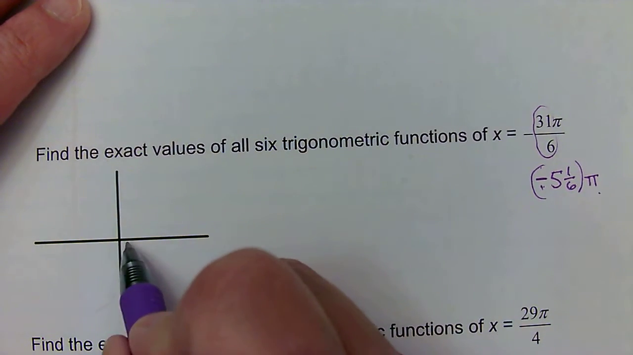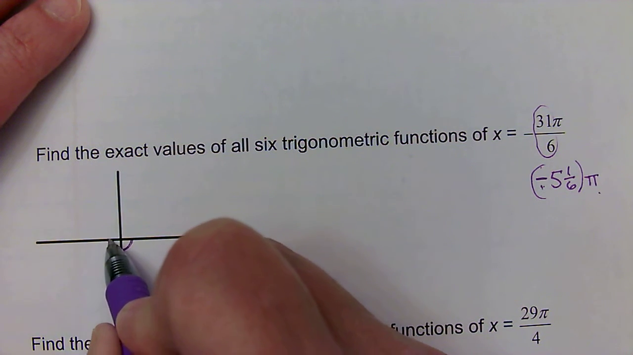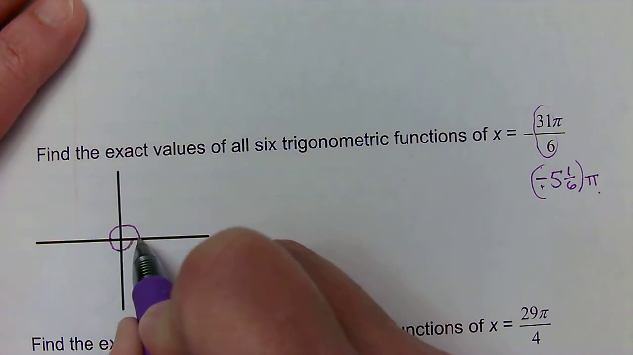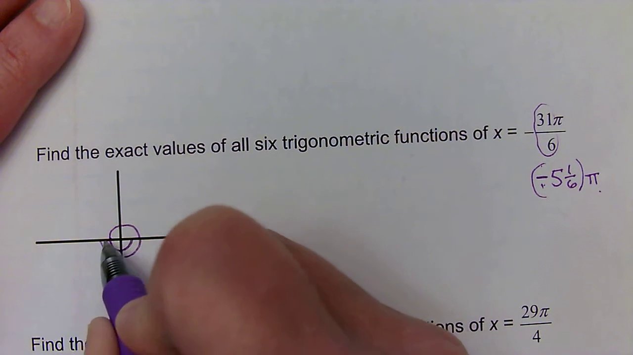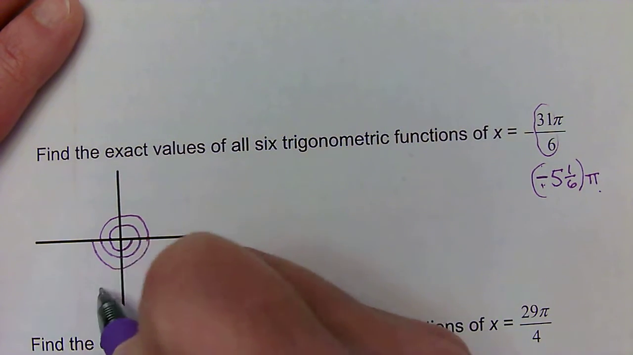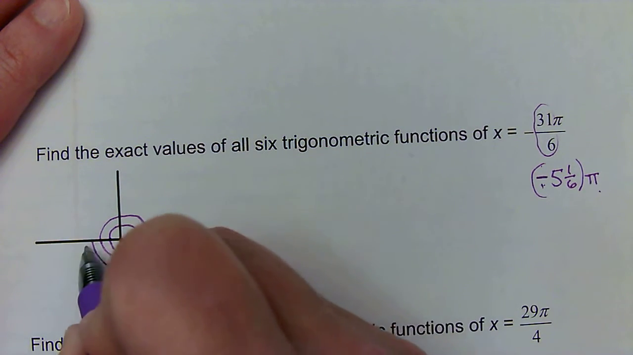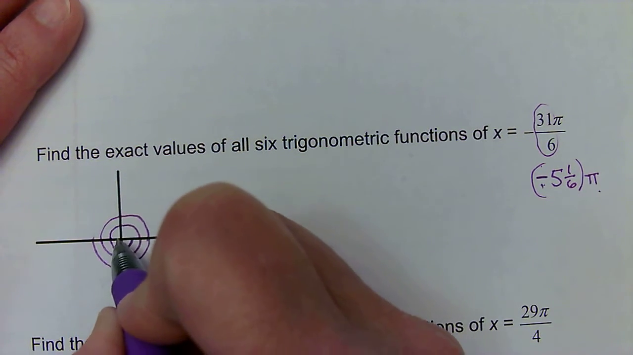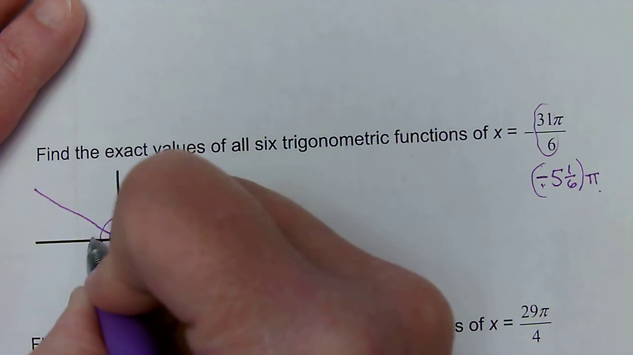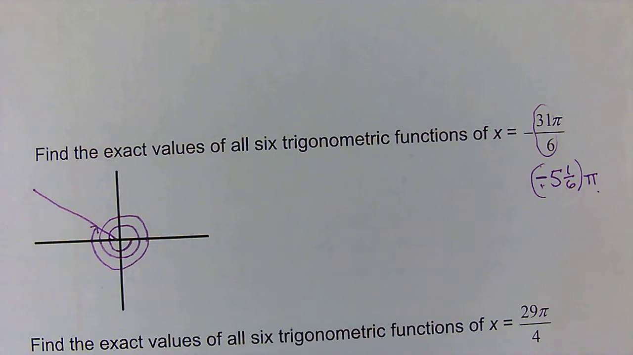So starting with my initial ray, which is to the right, I'm going clockwise. 1, 2, 3, 4, 5, and then about 1/6 of the way from here to here would be about 1/3 of the way from here to here. So that would be there, and this would be my terminal ray.